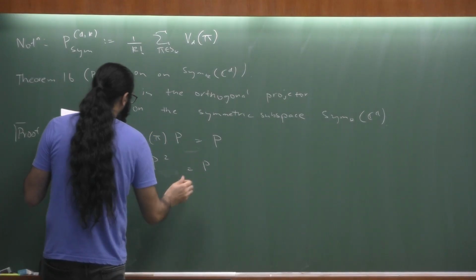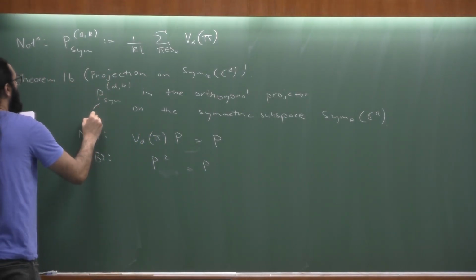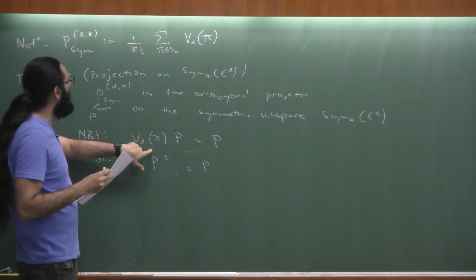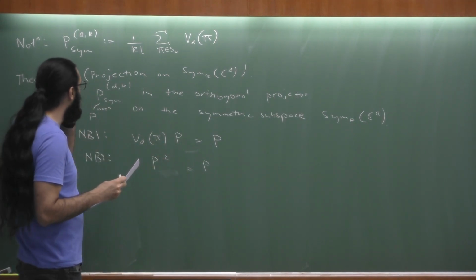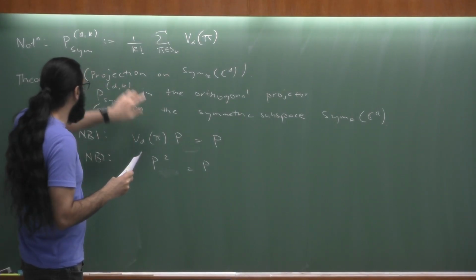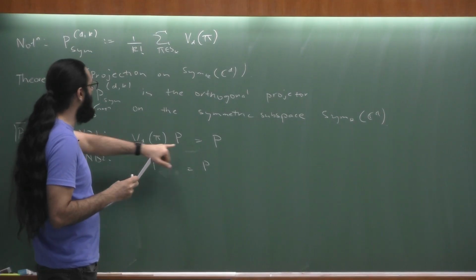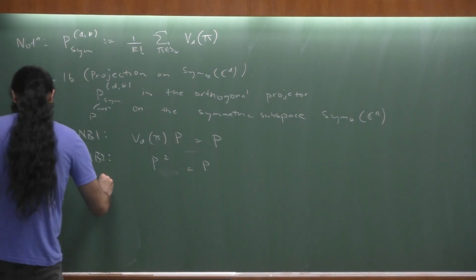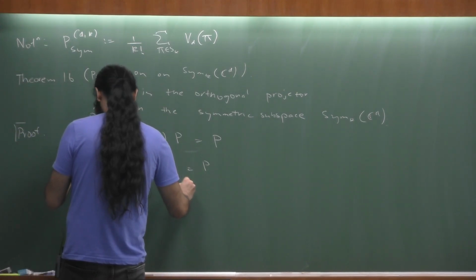Let's not write symmetric. P squared is P. This I'm calling P, it's a notation. To see P squared is P, we just use this property. You expand one of these P's as here, and then you see that V_d will act on P but give you P, and so you get it. And now we look at the fact that it's self-adjoint.